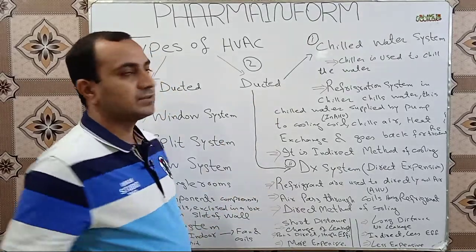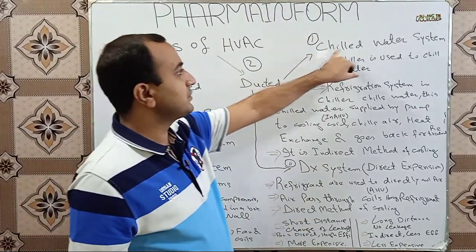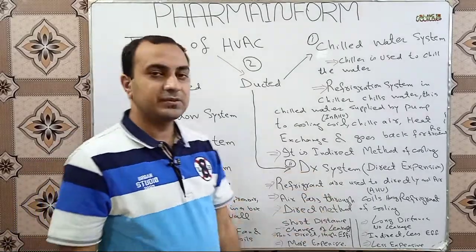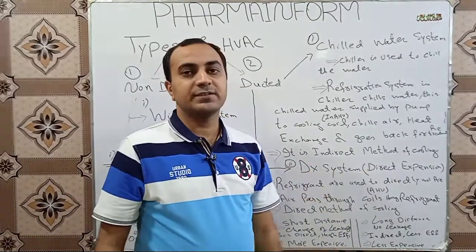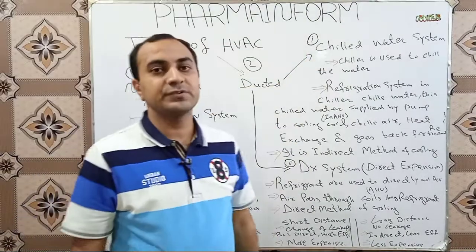The ducted system is further classified into two types. One is the chilled water system and the other one is the DX system or direct expansion system. First we will discuss the chilled water system.